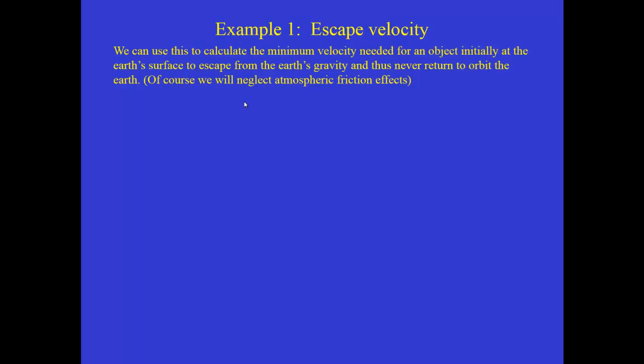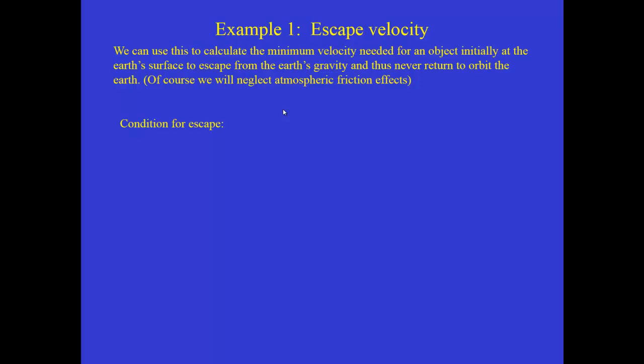We can use this idea that a bound system is where E is less than zero, and an escape situation is where E is greater than zero. We can use that to calculate the minimum velocity that we need for an object that's initially at the Earth's surface, like a rocket, to escape from Earth's gravity and thus never to return to orbit the Earth. And we're going to neglect the effects of atmospheric friction here, which are significant but difficult to calculate. So this will be kind of an approximation.